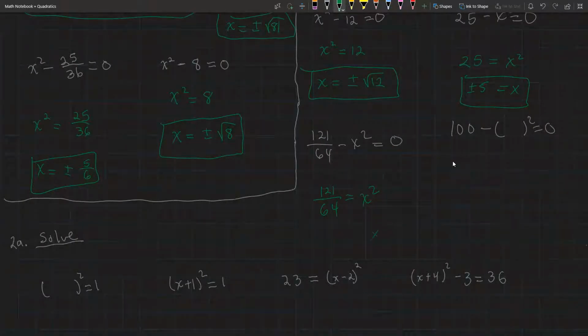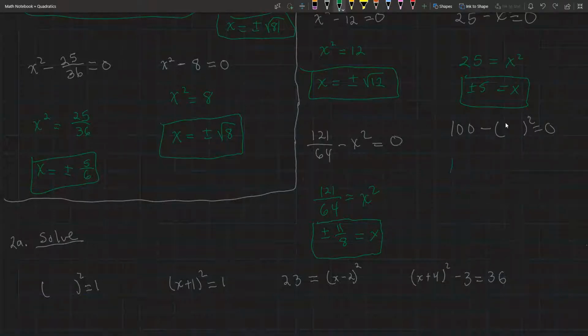I'm going to say that x equals a positive or negative 11 over 8. And excuse me, I'm running out of room. I was trying to see if I can fix that somehow. But let's go with that. I think you can still read that. Matter of fact, I'm going to try something. Never mind. So same thinking here, 100 minus something squared.